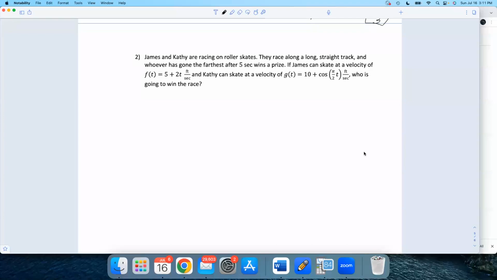Okay, pause this and read the question. This sounds trickier than it really is. All right, I hope you've done that. Now what the question is asking for is for us to find their distance at 5 seconds and see who has the biggest distance.